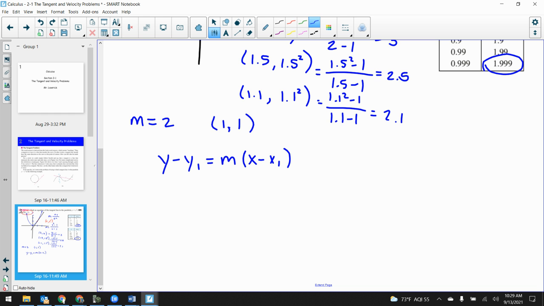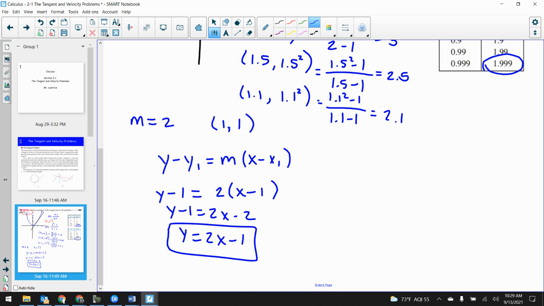So I'm going to plug in. I'm going to say y minus 1 is equal to 2 times (x minus 1). x1, y1, slope of 2. Distribute the 2. Add the 1. So the equation of the tangent line at 1, 1 of x squared is y is equal to 2x minus 1.